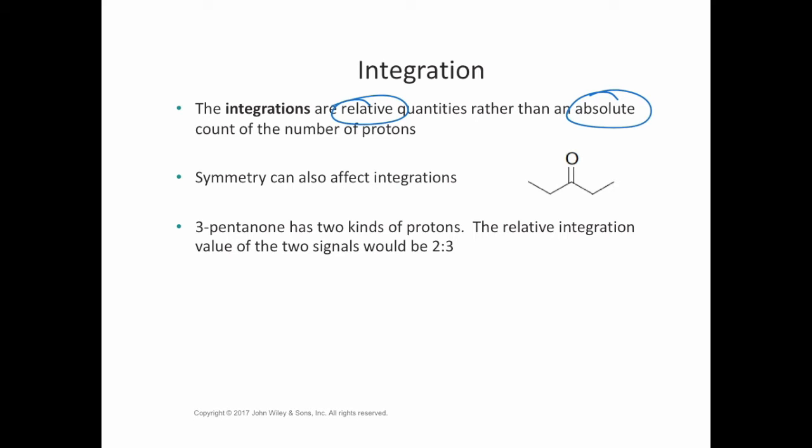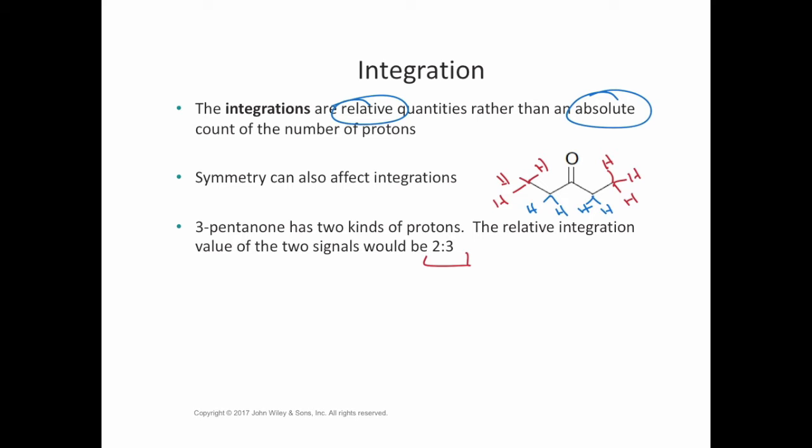So for example, if we look at 3-pentanone shown here, it has 2 types of protons. The protons in blue, all of those blue protons are equivalent to each other, so they give rise to one signal. And then the hydrogens in red, all 6 of those are chemically identical, so they give rise to one signal. So we would have 2 signals. So the relative integration between the blue to red protons would be 2 to 3.